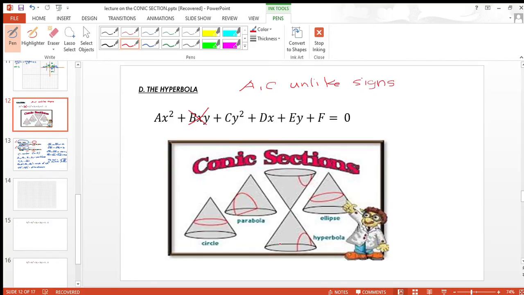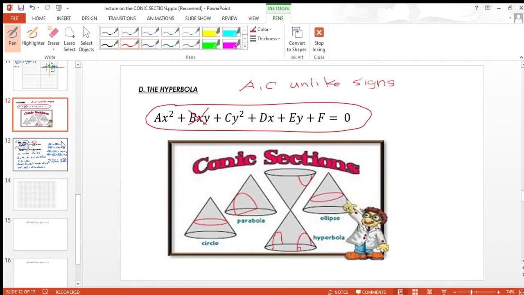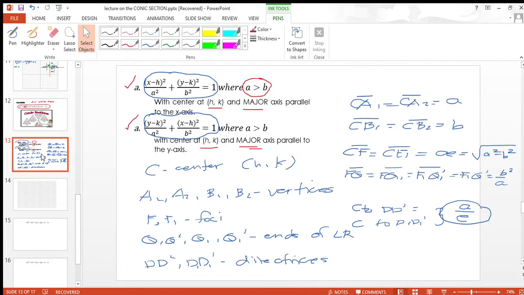So going back to this diagram, we find that the hyperbola is obtained by passing a plane through our circular cone such that the plane will be passing through the circular base and that plane is perpendicular to the circular base. So there will be two sections. Why? Because it is symmetrical. Okay? And this will now give us the general form of the hyperbola. And then if we have the general form, we also have the standard form.